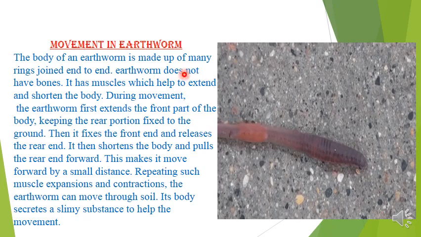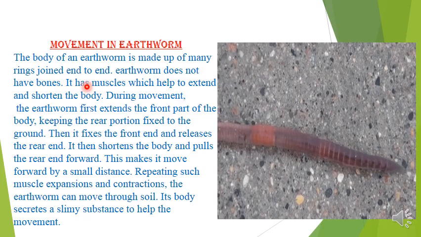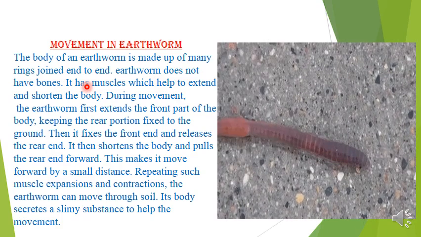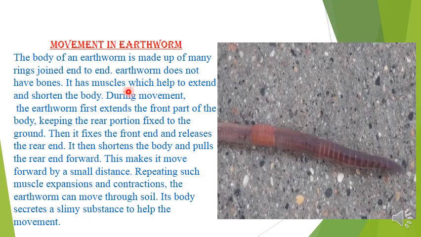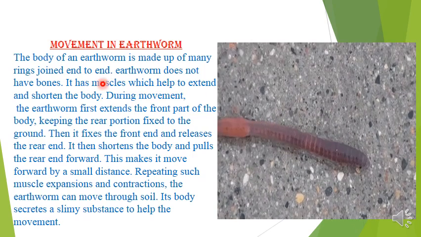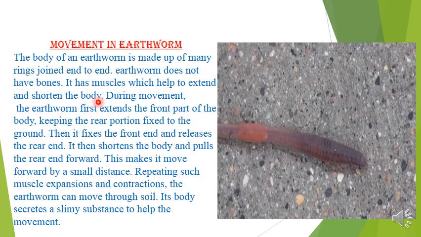Earthworm does not have bones. It doesn't have any bones. That's why it is very soft. There is no skeleton in the earthworm. You can see the muscles push against each other. It has muscles which help to extend and shorten the body.